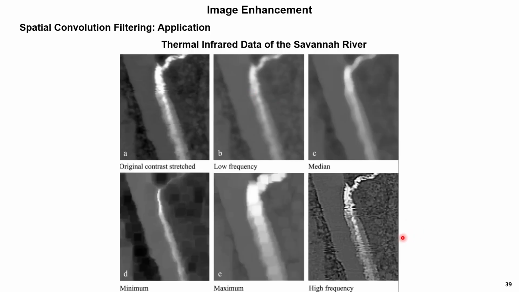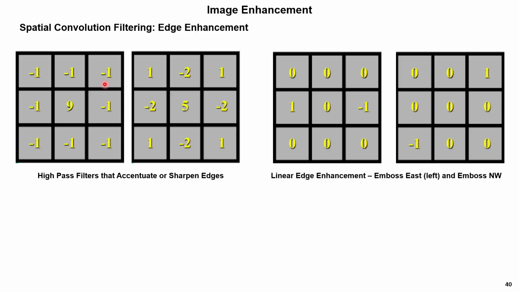And for such kinds of edge enhancement, you have different filters. These are high pass filters that either diminish your edges or sharpen your edges. So these kinds of filters you can use. And there is another type, called embossing. Embossing means it will give you a kind of 3D effect. So this is embossing to the east and this is embossing to the northwest direction.